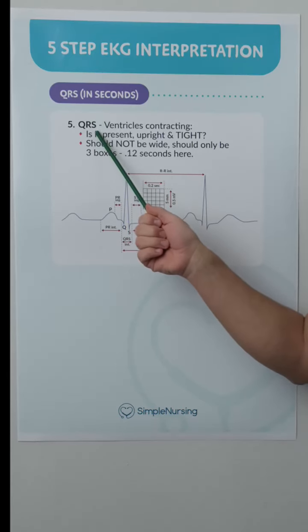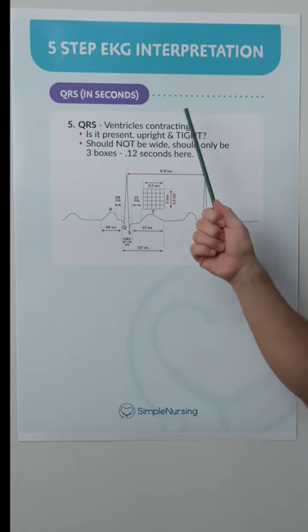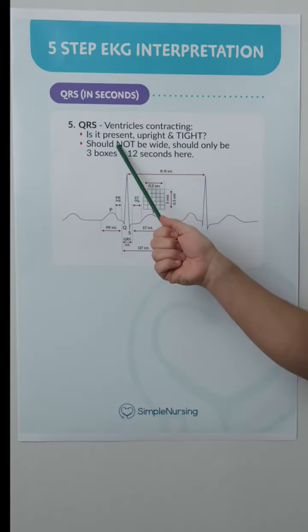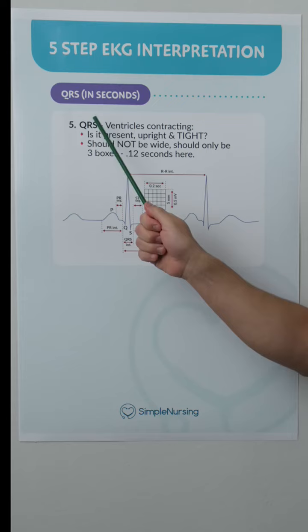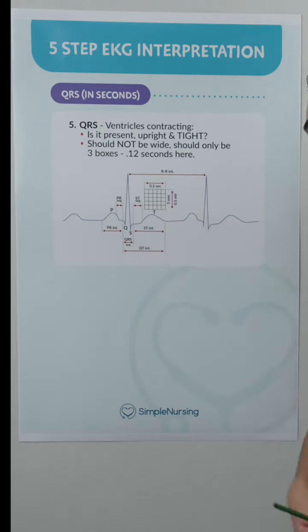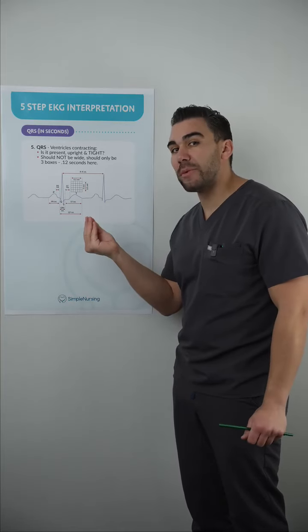Step number 5 is the QRS. These are the big mama ventricles contracting. The question you have to ask, is it present, upright, and is it tight? So remember, the QRS should not be wide. This would mean that the ventricles are having trouble contracting.